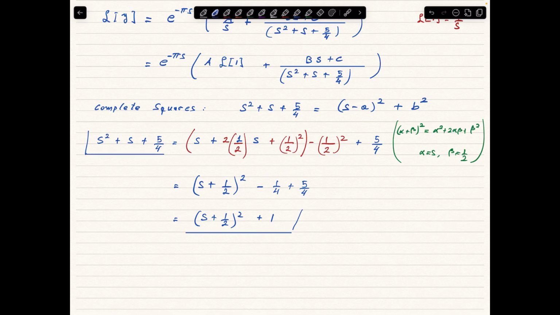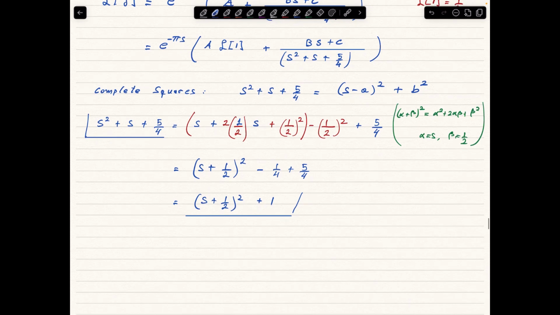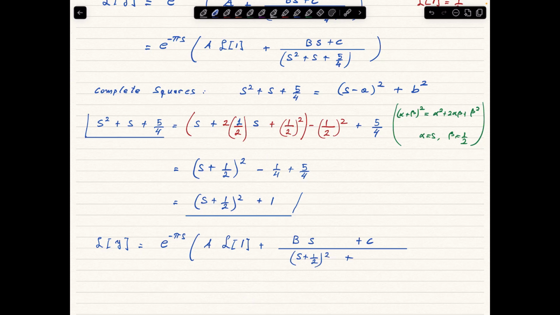We can write the denominator in this funny way. So let's go back here and let's put that in there. So what do we end up with? The Laplace transform of y is, then we have the exponential minus pi s, and then we have a factor with the Laplace transform of 1 plus, and now we have b that multiplies s. I'm going to put this c over here. Far away is nothing to worry about. And here we have s plus 1/2 all square plus 1.